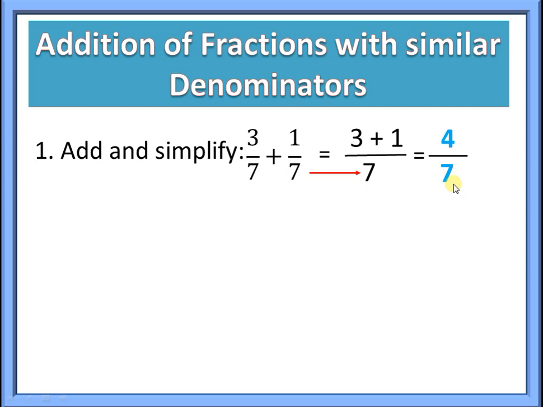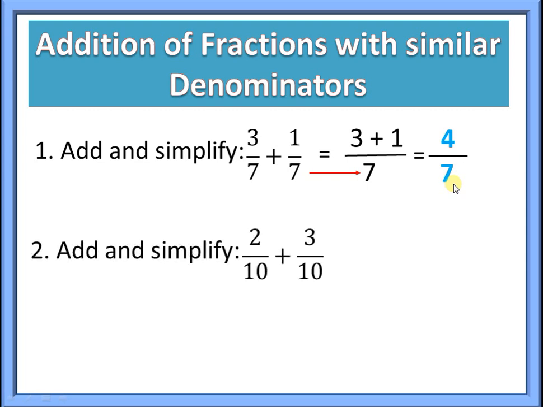Let's have another one. Add and simplify 2 over 10 and 3 over 10. Again, the denominators are the same, so we don't have a problem. All we need is just copy the denominator, and focus now on the numerator, that is 2 plus 3 will give us 5 over 10.